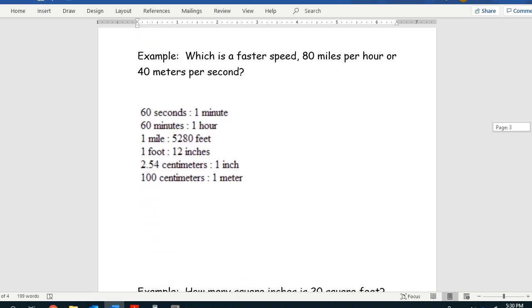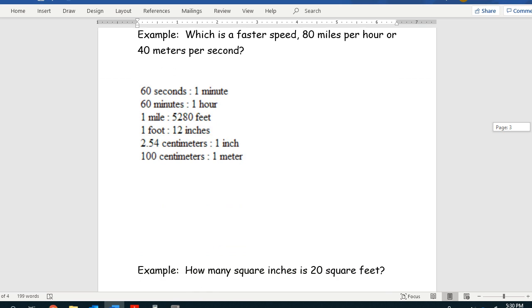All right, another example here. Now this time we're starting with a ratio. We have this problem that says which is faster, going 80 miles per hour or 40 meters per second. I want you to make a quick guess at that, and then we'll see as we work it out. Okay, so we can start with 40 meters per second and turn that into some amount of miles per hour, or we can start with 80 miles per hour and turn that into some amount of meters per second.